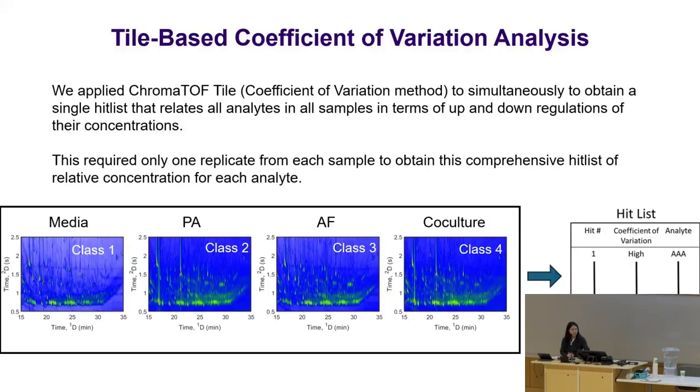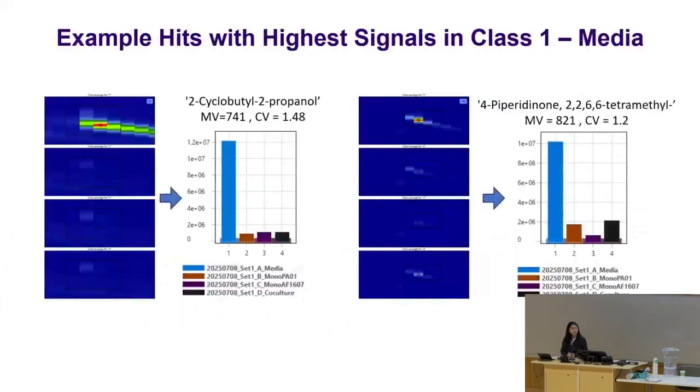Now I will show several example hits. First, these are two example hits with the highest signal in our media class. For those match values, they're not always above 800. So for further study, we might apply a chemometric tool to enhance their analyte identification. But let's look at their signal. Those two hits have high signal in the media class, so we can infer those two analytes might be consumed by both PA and AF cultures.